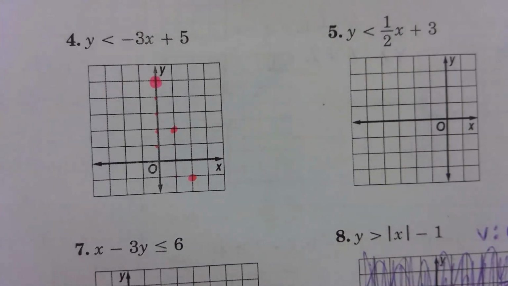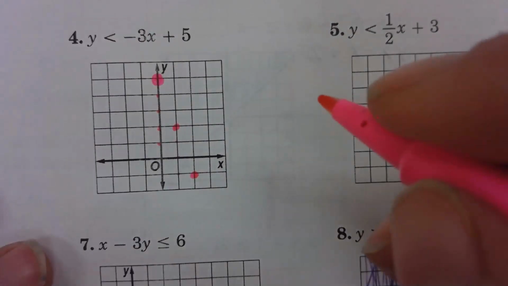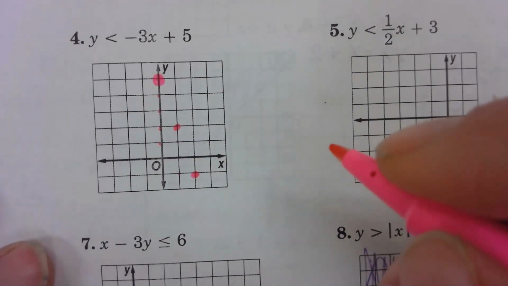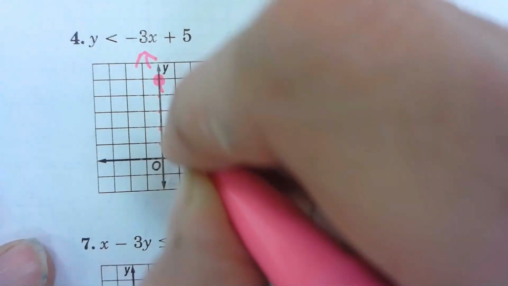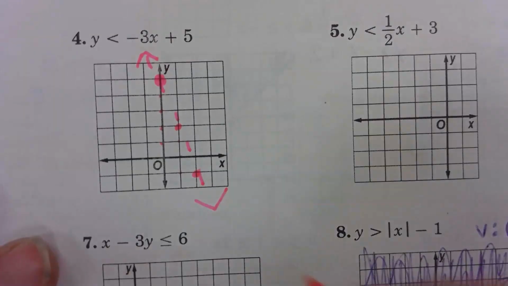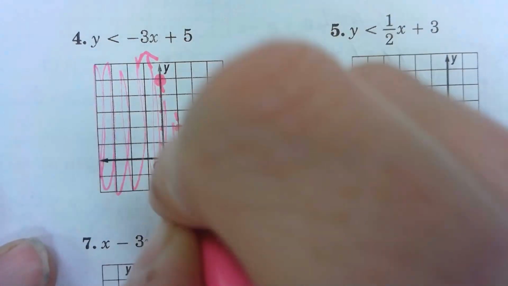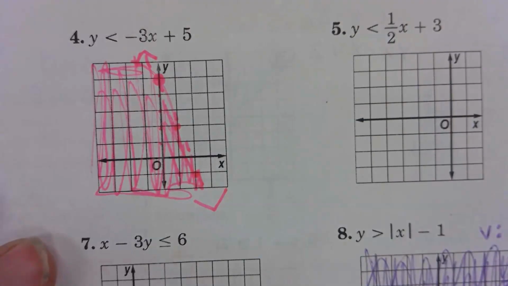Is my line solid? Let's popcorn through the room. Braden, solid or dashed? Solid. No, dashed. It's all right. Angie, above or below? Okay, Manny, is (0, 0) a solution?